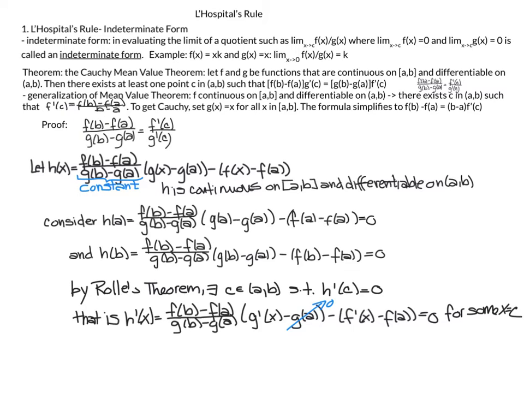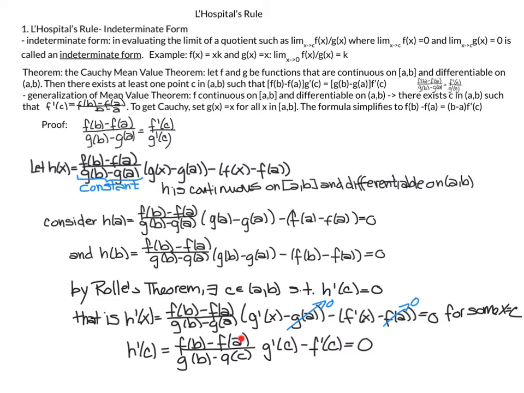I have my f of x. To take the derivative, I'm just going to have f prime of x, and f of a is a constant, so that's also going to drop out. And this derivative, h prime of c, is going to equal 0 for some x equal to c. So next I'm going to plug in my c, and I will get my constant here, g prime of c minus f prime of c is equal to 0, and I can rearrange my terms until I get this form or this form here, whichever you prefer.